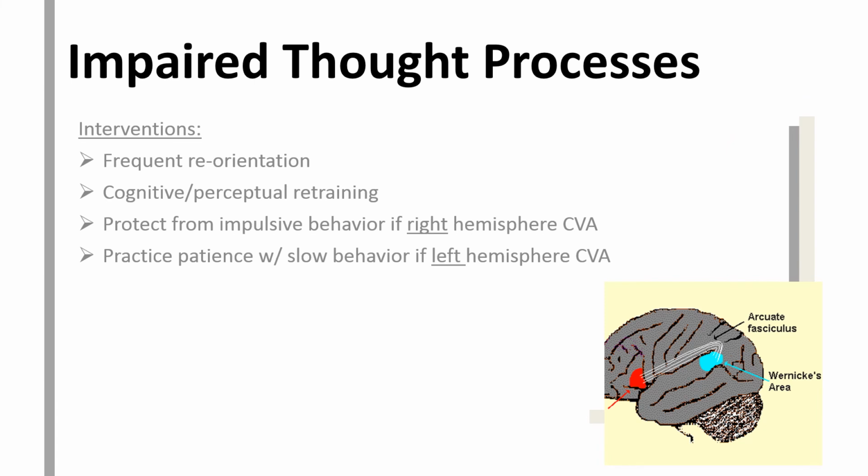For impaired thought processes in the stroke client, nursing interventions include frequent reorientation to time, place, person, events, what's going on around them. We support cognitive and perceptual retraining by implementing a care plan developed by the healthcare team. For right hemispheric CVAs, we protect from impulsive behavior because they tend to be impulsive. And for left hemisphere CVAs, we want to practice patience with slow behavior.